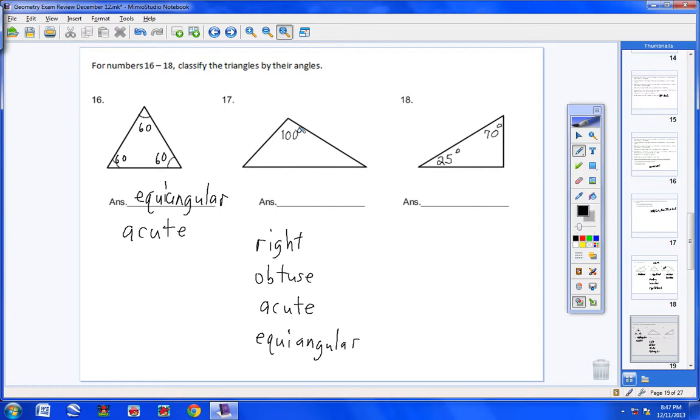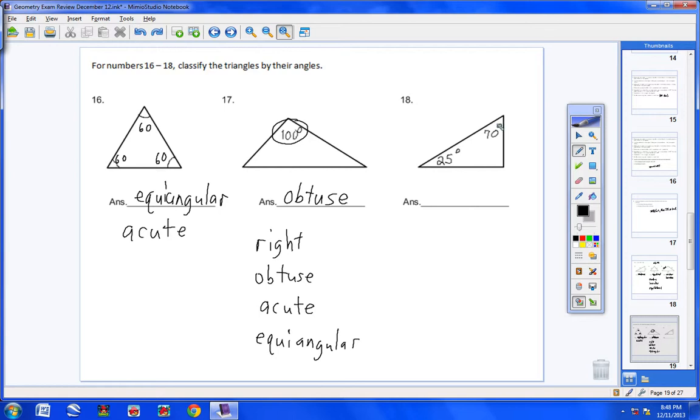Okay, number 17, notice one of your angles is over 90. So right away I know that I have an obtuse triangle, because the definition of an obtuse triangle is one angle is larger than 90. Now, some of you might look at this triangle here and say, oh, look, a right angle. Okay, you're just going by the naked eye there. You can't assume that, okay?